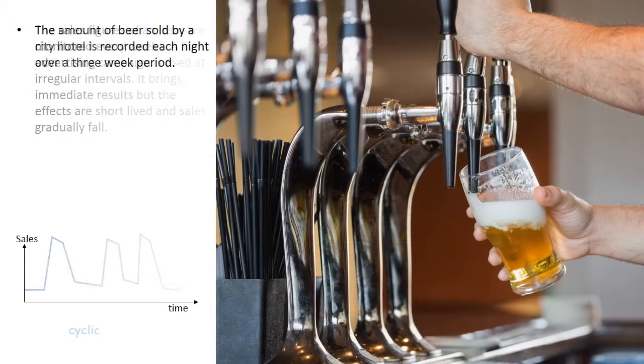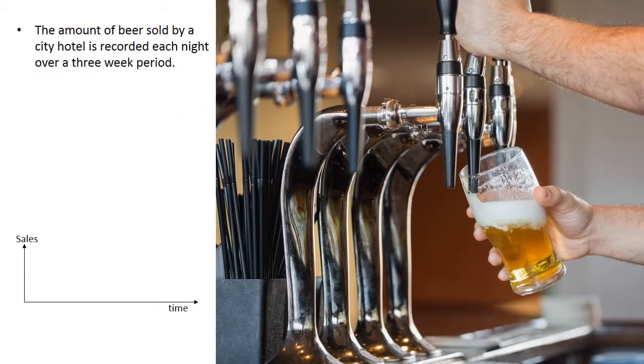The amount of beer sold in a city hotel is recorded each night over a 3-week period. Now I would be expecting there to be more beer sold probably on Friday nights and Saturday nights, and probably generally over the weekend there would be high sales. Other days of the week, much less. So the pattern would look something like on the graph here.